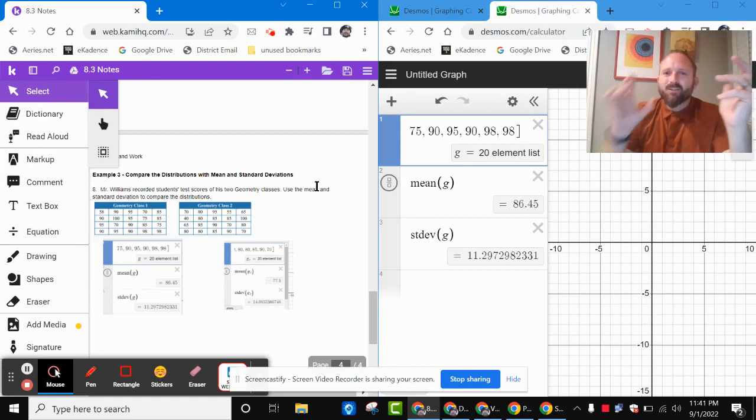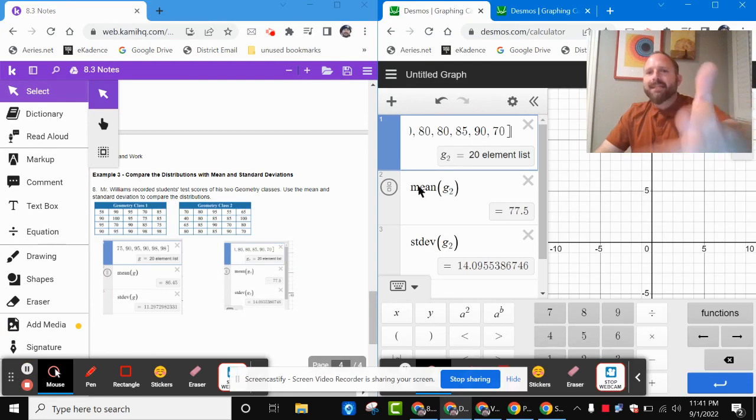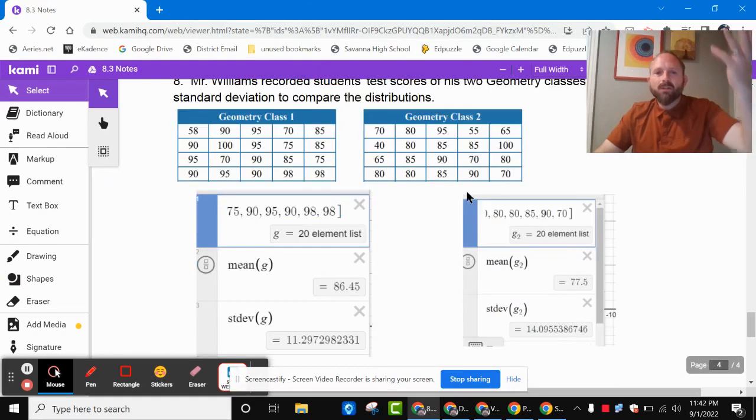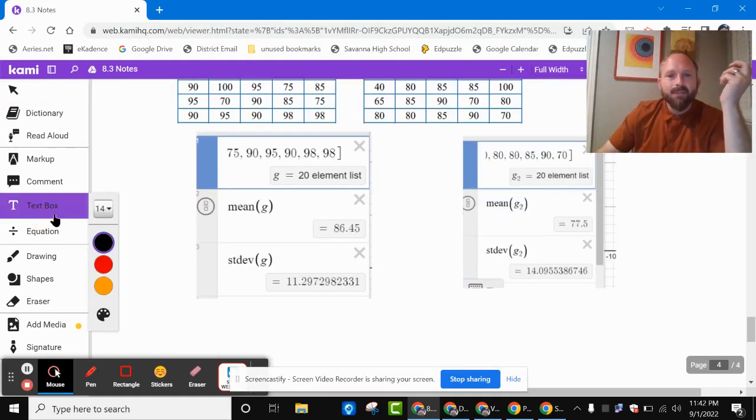All right, guys. So as you can tell, I just put the data into Desmos. And then I copied G2. I put it where geometry class 2 was. G1 is the information from geometry class 1. So now I'm going to dive deeper into this and talk about it. So now I can type it up.